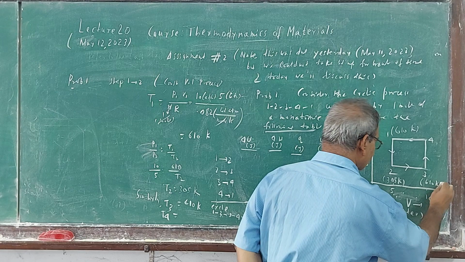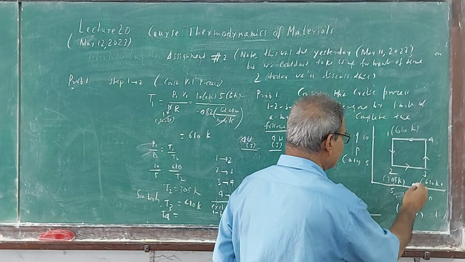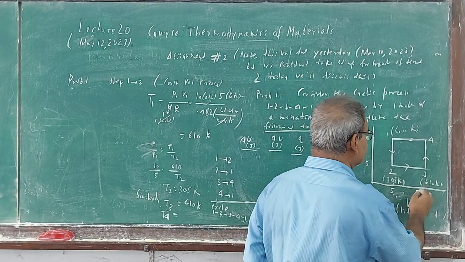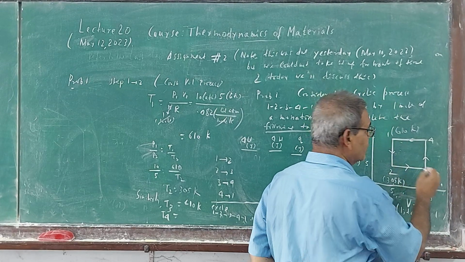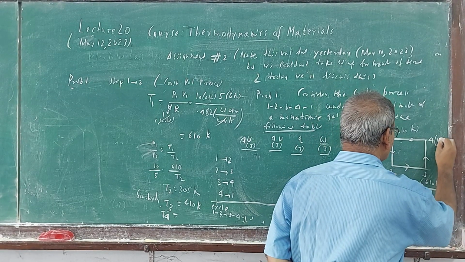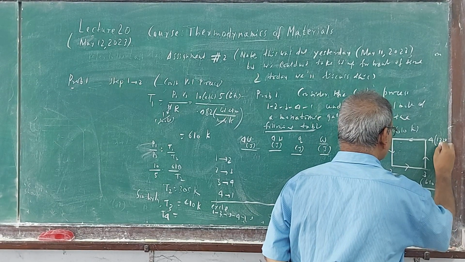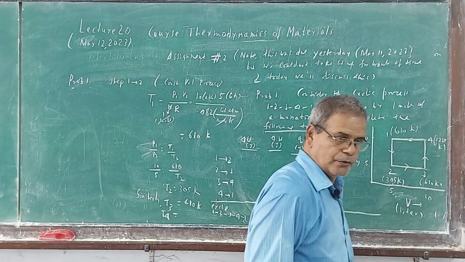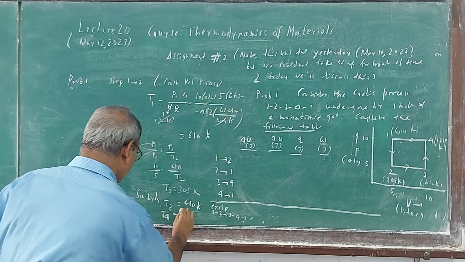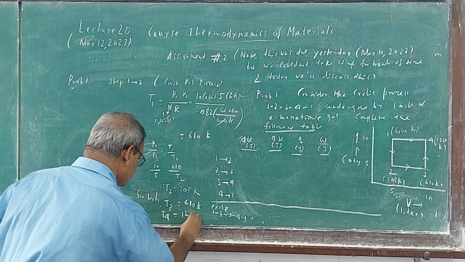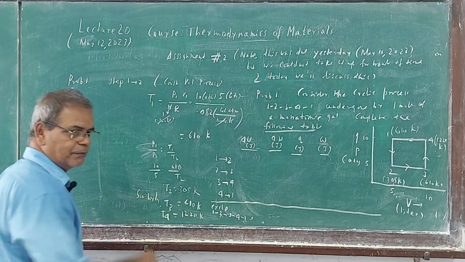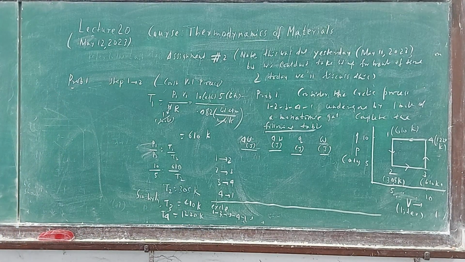You try this way, but I am giving it quickly. Here the volume is fixed. Pressure doubles from 5 to 10, so the temperature is also 1220 Kelvin. Okay, so T4 is 1220, you save this alongside. This will help you. Now start the problem.